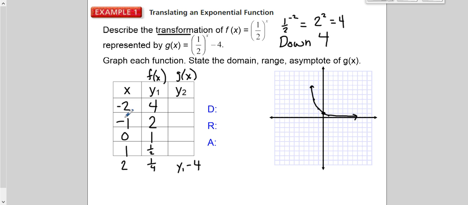All right, now, if we take those numbers, these y1s, and we just subtract 4. 2 minus 4. 1 minus 4. 1/2 minus 4. And then we can graph it with this column of x's, with this column of y's, and make our graph. -2, 0. -1, -2. 0, -3. And 1, -3.5. So it's going to get really close to that -4. That's our asymptote.